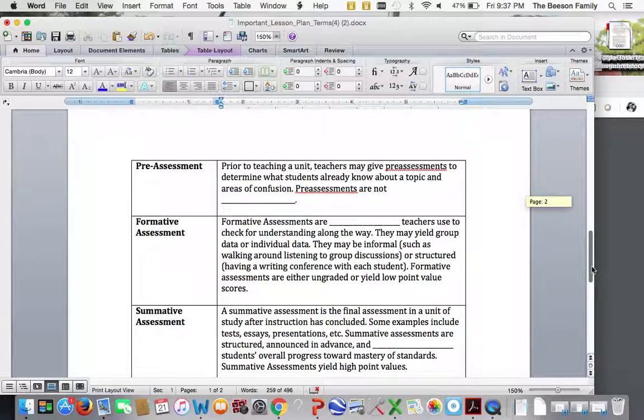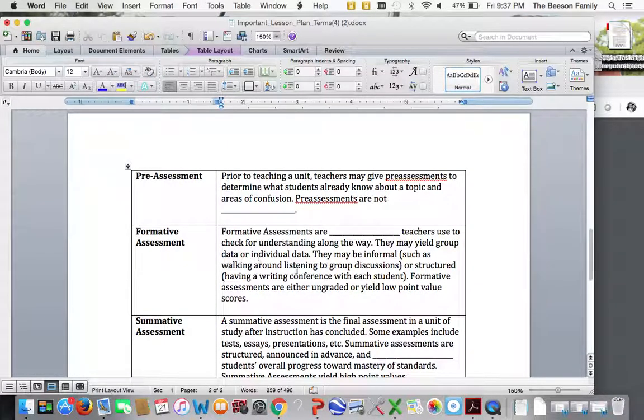Pre-assessments allow us to see what our students know prior to us teaching it. Pre-assessments are usually not graded, or they don't count for a grade. They're more for our information.